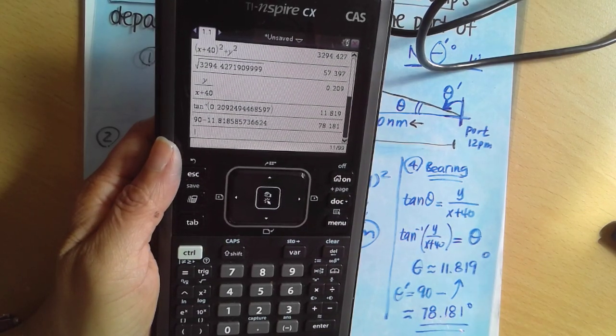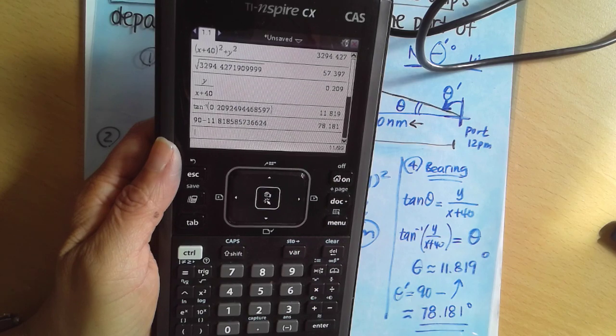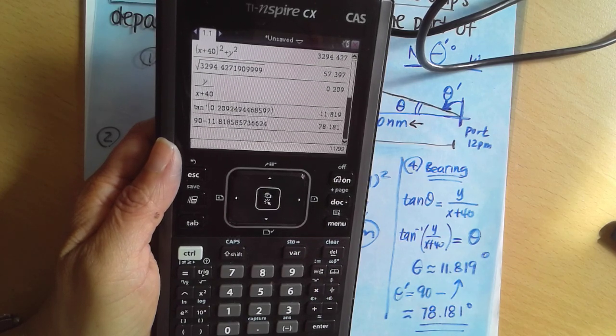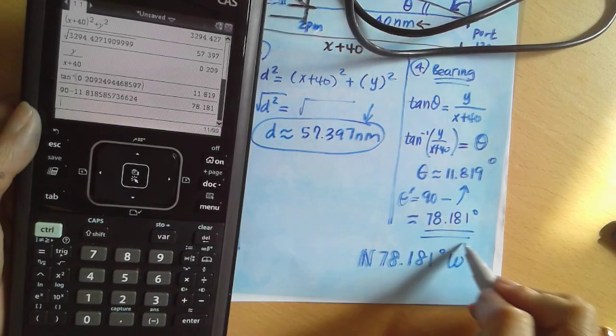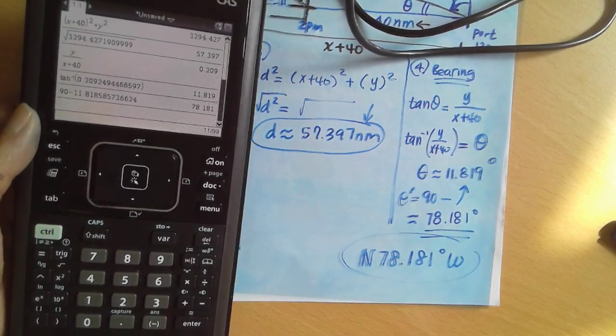But you have to state it like this. North 78.181 degrees west. So I'll surprise you with that. And these are the two things that we're looking for.